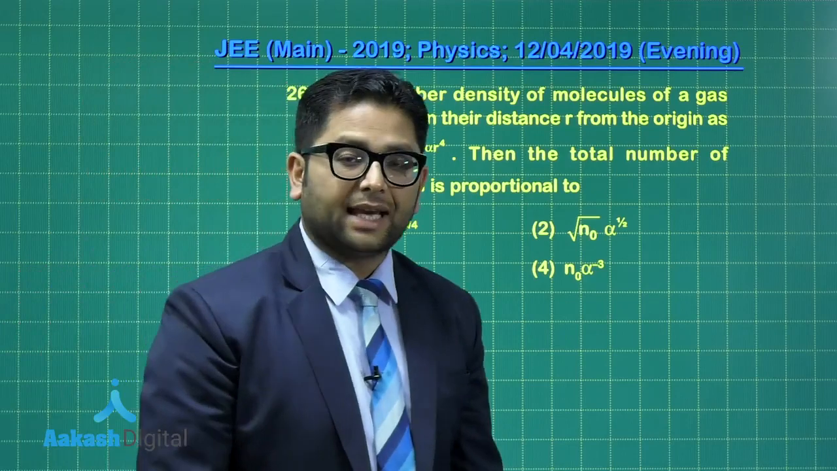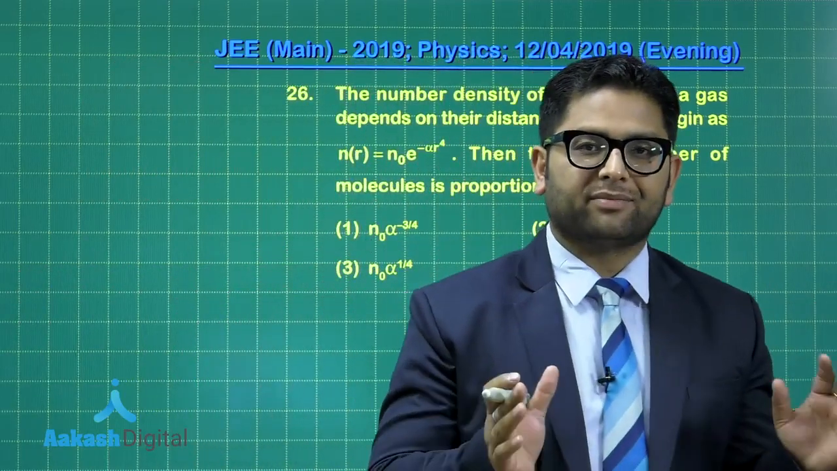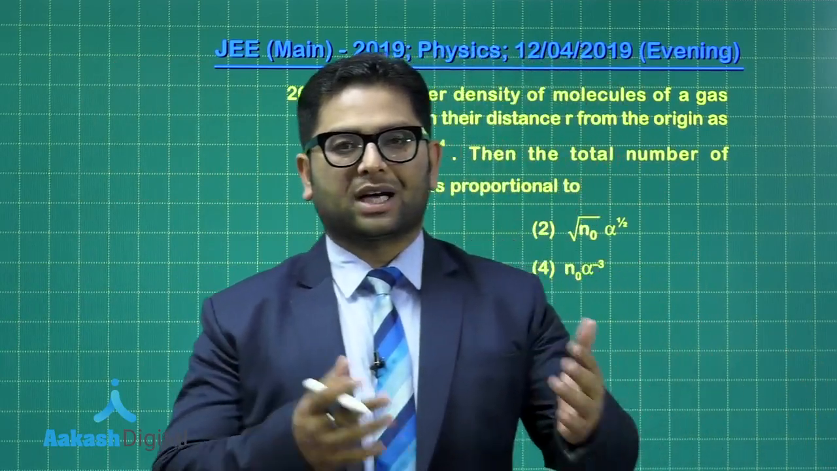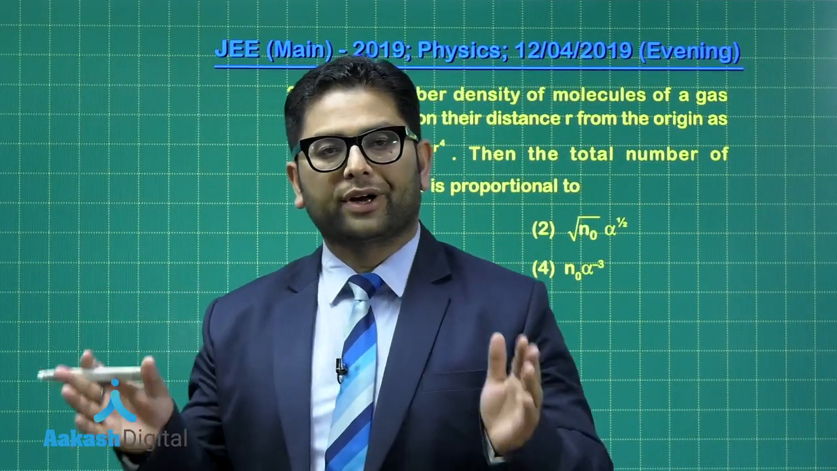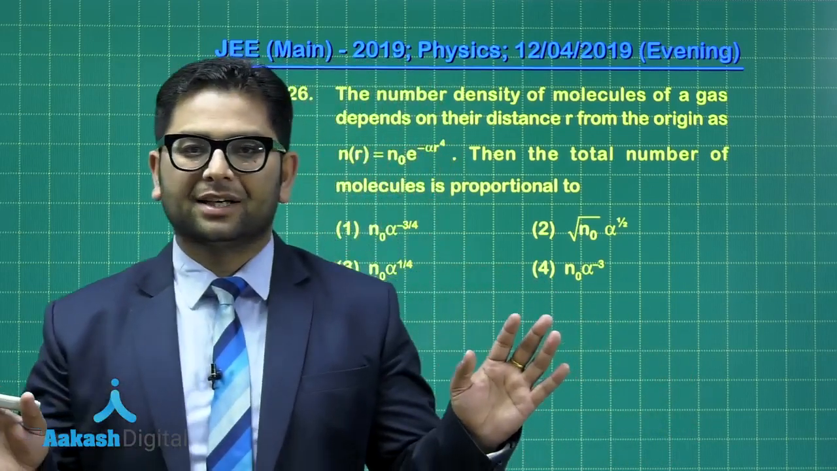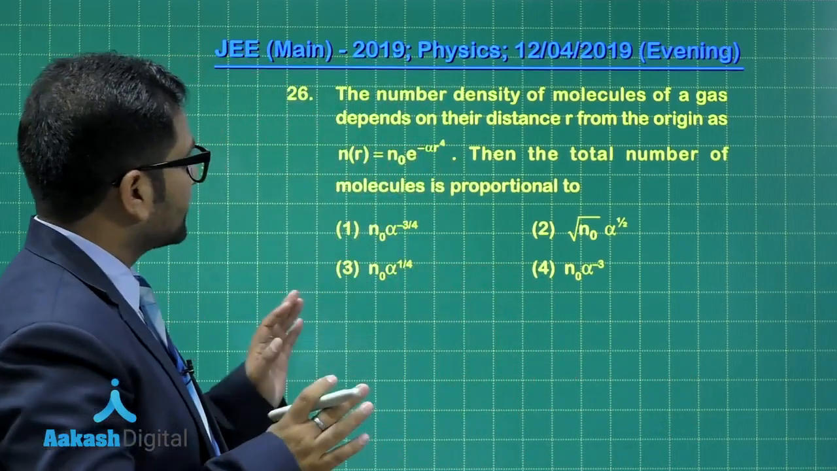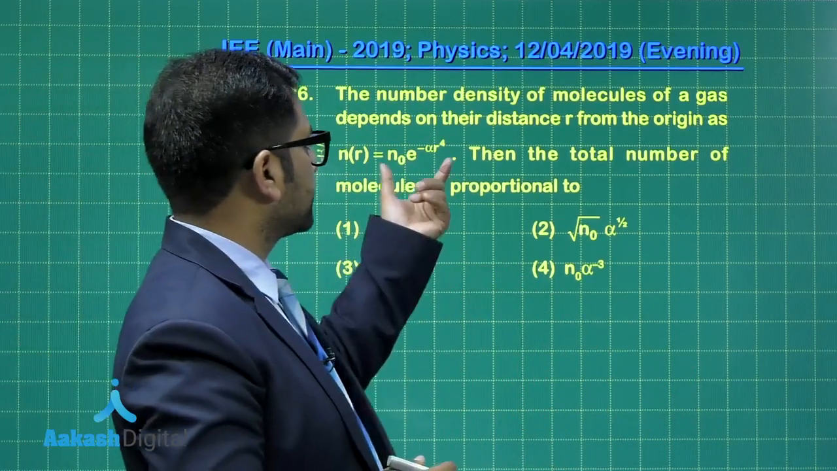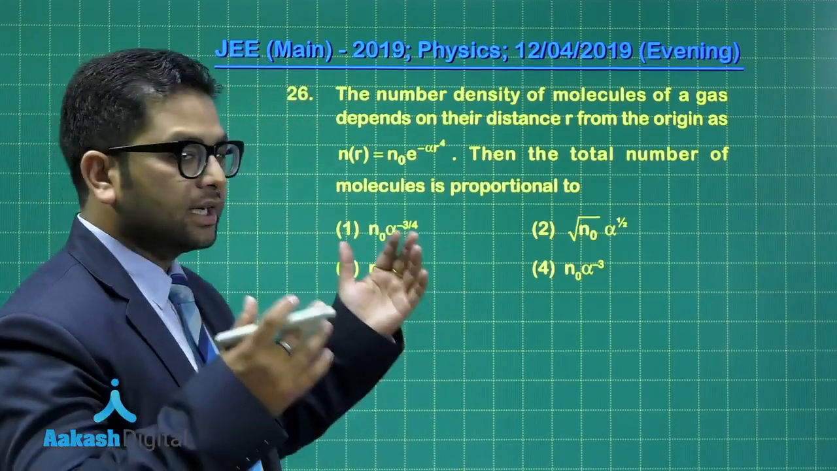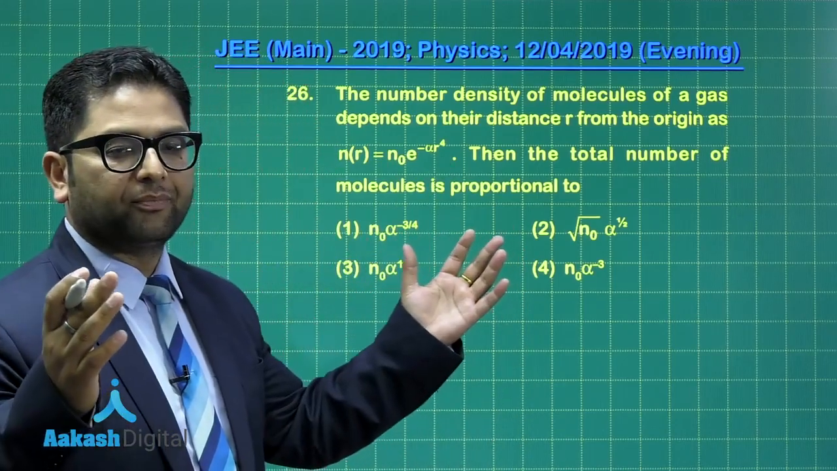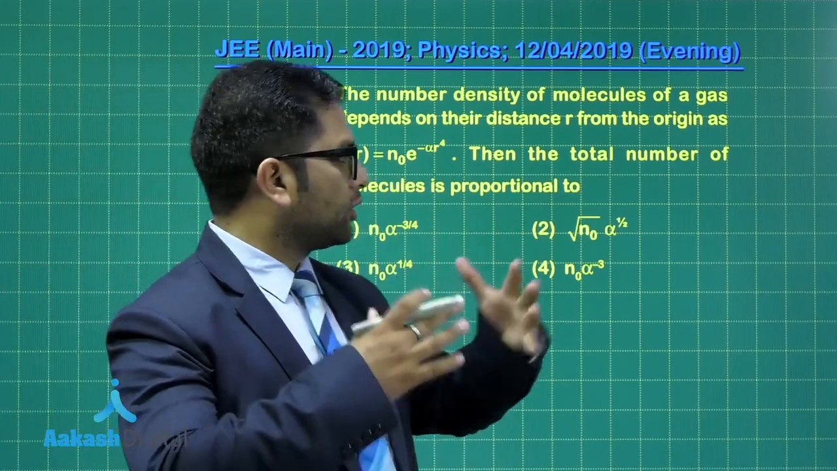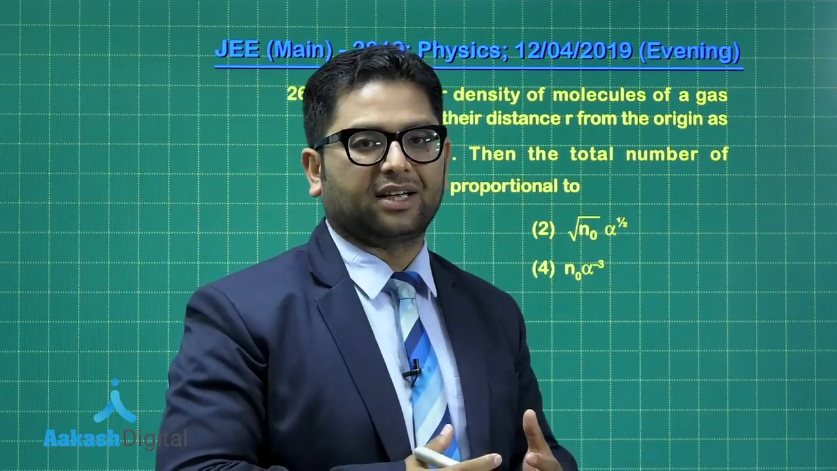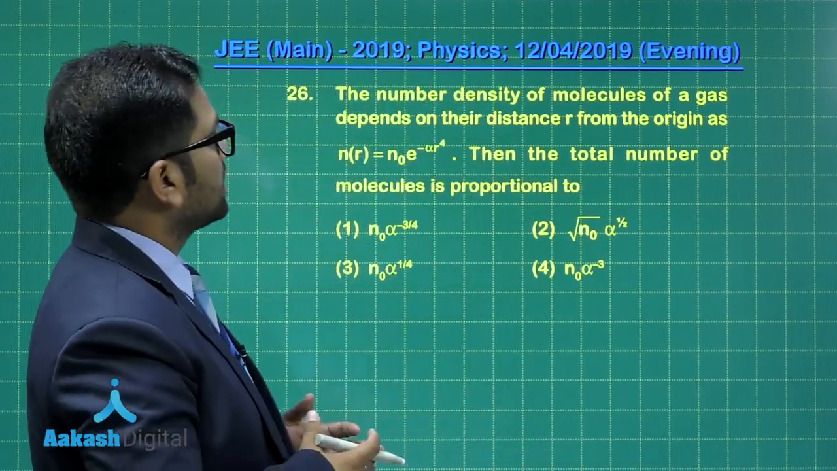Question number 26 has more inclination with mathematics and a very nice integration is involved. But by the time you come to appear for JEE Main, you are already well versed with all the integration skills, so this should not be a trouble. Let's see, the number density of molecules of a gas depends on their distance r from origin as this. So this is the number of molecules per unit volume, and you could see the distribution depends on r. That means the distribution has a spherical symmetry.